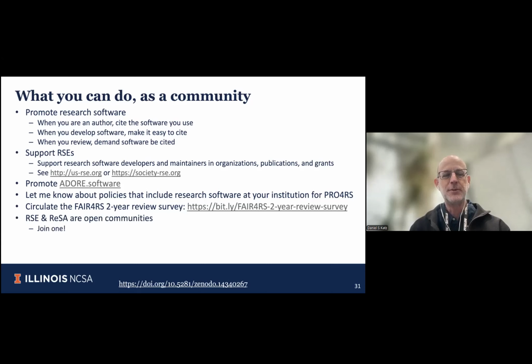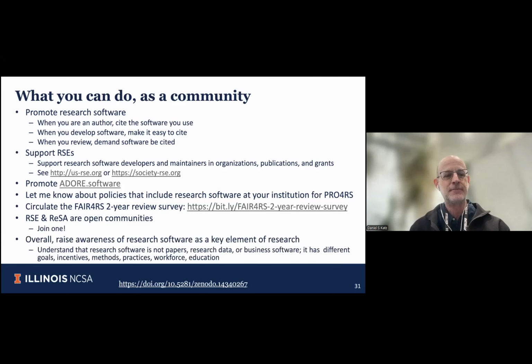RSE and ReSA are open communities, and so you can join these, again, either institutionally or personally. And overall, just to repeat myself a little bit, I think the key thing here is to raise awareness of research software as a key part of research. And to understand that research software is not the same as other research products. It's not papers, it's not research data, and it's also not business software. And it has different goals and incentives and methods and practices and workforce and education required compared to any of those.